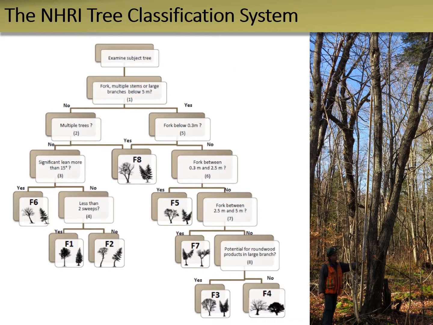Here is an example. The first question is asking if there is a fork, multiple stems, or large branches below 5 meters. The answer is yes. So the next question is, is the fork below 0.3 meters? The answer is no. Then the next question is, is the fork between 0.3 meters and 2.5 meters? The answer is yes. So this tree is classified as an F5.